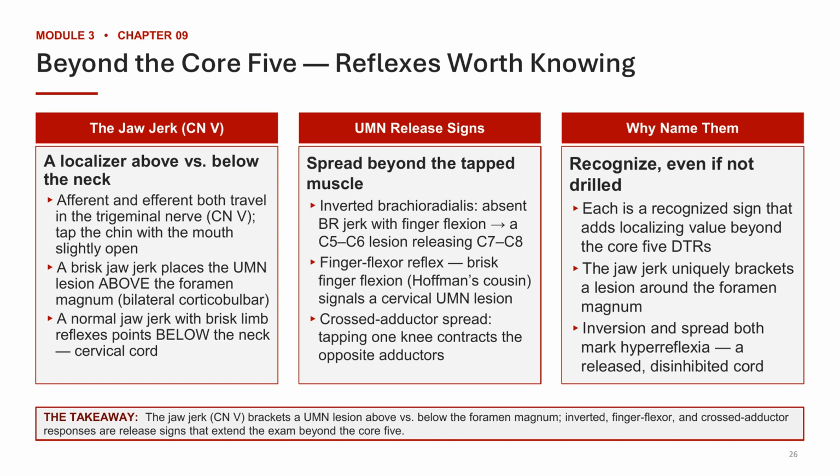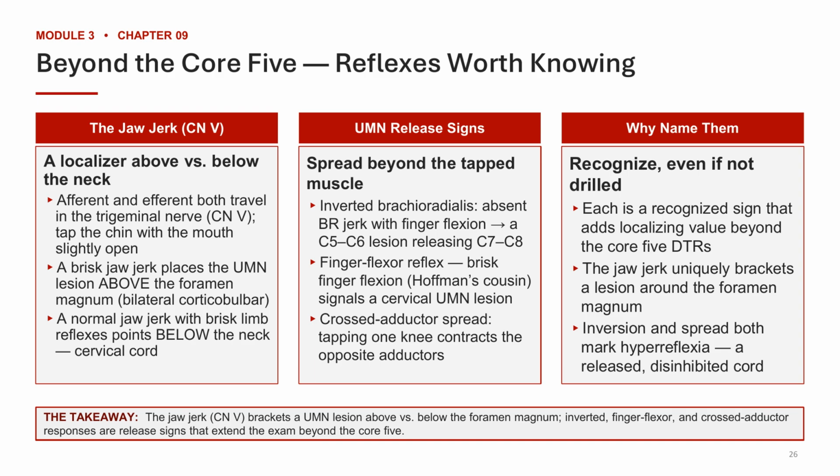Beyond the five reflexes everyone tests, a few are worth knowing because they answer questions the standard examination cannot. The jaw jerk is the most valuable of these. Both the afferent and efferent limbs travel in the trigeminal nerve, and you elicit it by tapping the chin with the mouth slightly open. Here is why it is powerful. The jaw jerk's arc sits in the pons, above the foramen magnum, above the entire cervical cord. So when a patient has brisk limb reflexes and you need to know whether the lesion is in the neck or higher, this single reflex answers it.